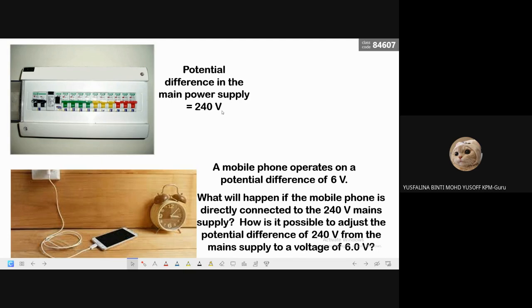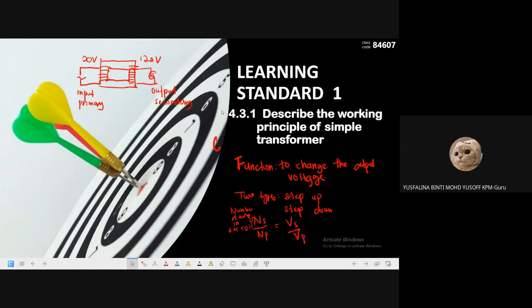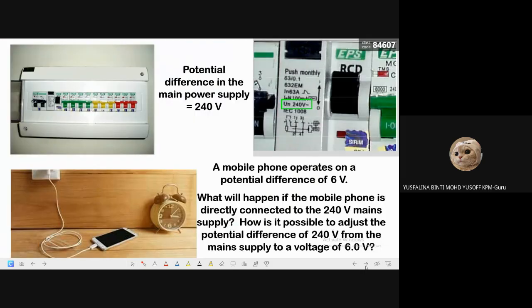So this one, you know already, 240 to 6 volt, the value of the voltage will decrease. So we have to use a step down transformer. For the step down transformer, the number of turns for the primary must be higher than the output one. So say, for example, this is 100 and this one is 50. So this is step down. So yes, we use a transformer.